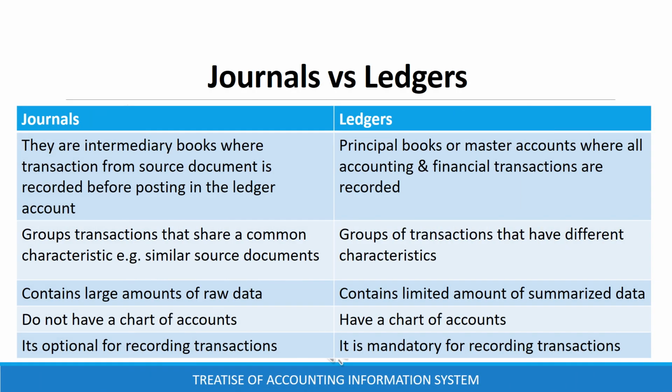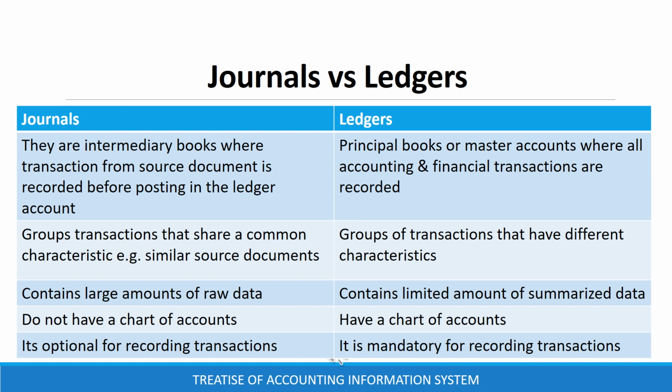The differences between journals and ledgers are: journals are intermediary books whereby transactions are recorded from the source documents before they are posted in the ledgers, while ledgers are principal books whereby all financial and accounting transactions are recorded. Journals group transactions that share common characteristics such as similar source documents, while ledgers group transactions that have different characteristics.